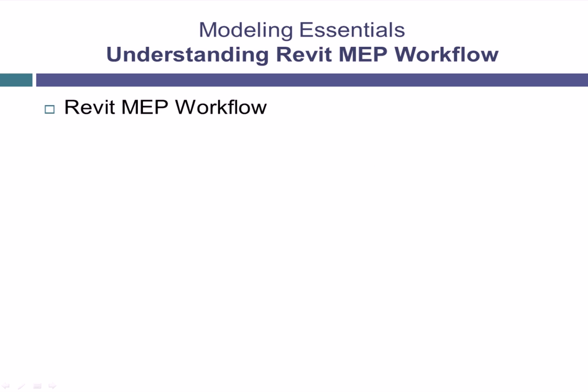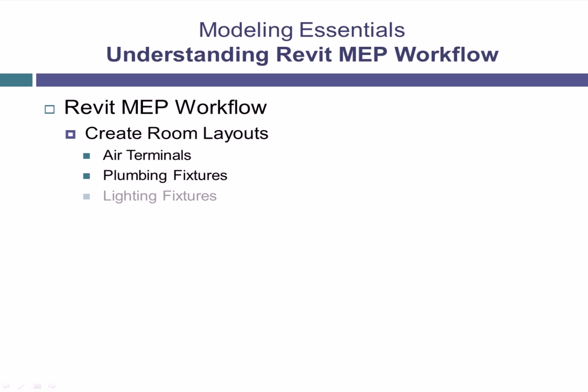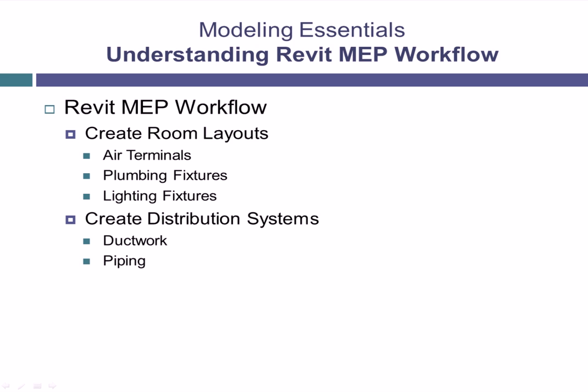Once the head-end equipment has been placed, you can begin creating room layouts. In Revit, this includes placing actual elements to represent real-world objects, such as air terminals, plumbing fixtures, and lighting fixtures. After that, you can create distribution systems by running ductwork, piping, conduit, and cable trays as necessary.